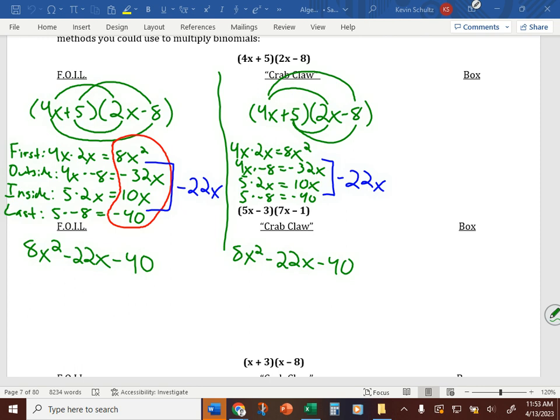So why do we have two different methods? Well, because people's brains work differently, right? Some people, it makes more sense to have that up, below. Or some people like to wave to old man FOIL. Okay? You can do it either way. The important thing is you understand how we got the 8x squared. You understand how we got the negative 22x. You understand how we got the negative 40. Are there questions on that? How we got those terms?